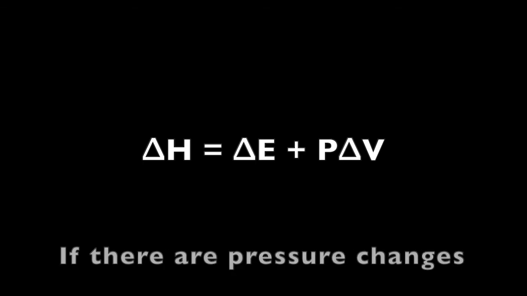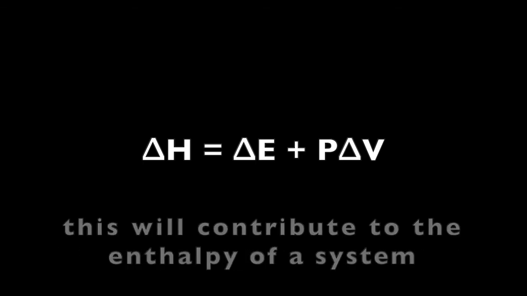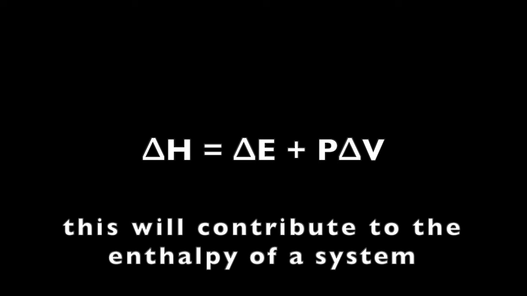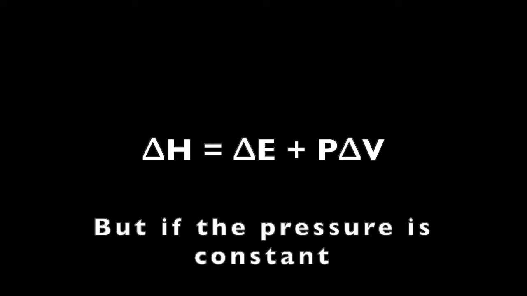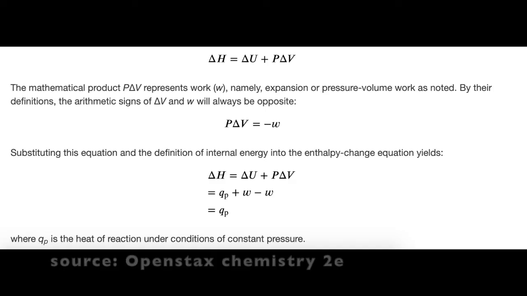The equation for change in enthalpy is delta H equals delta E plus P delta V. Again, we won't be using this equation, but notice the P delta V term. This represents pressure volume work. So if there are pressure changes, such as those that happen when a gas expands, this is going to contribute to the enthalpy of a system. But if the pressure is constant, which it often is when we're doing chemical reactions in a test tube at atmospheric pressure, we can derive a relationship that's very, very useful.